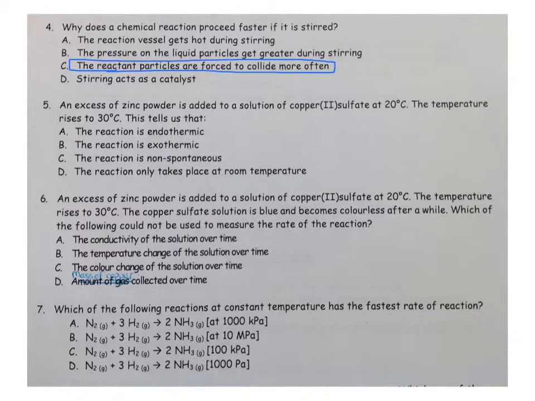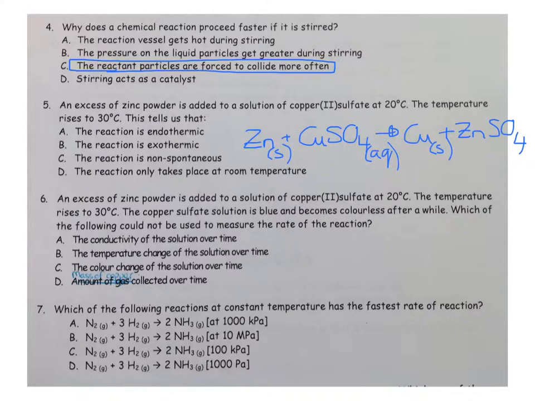An excess of zinc powder is added to copper sulfate at 20 degrees centigrade. Let's think about that reaction for a second. We're going to say zinc plus copper sulfate is going to form copper plus zinc sulfate. Notice, zinc is a metal, it's a solid. Copper is a metal, it's a solid. Copper sulfate is a solution, aqueous. And zinc sulfate will also be a solution, aqueous.